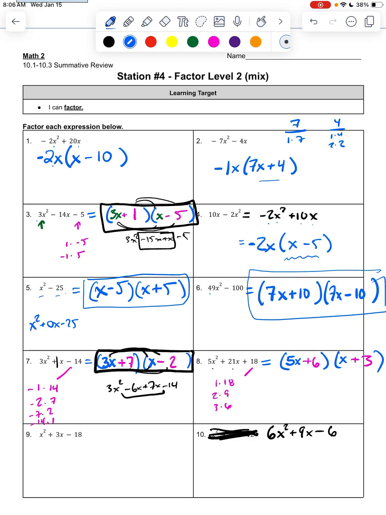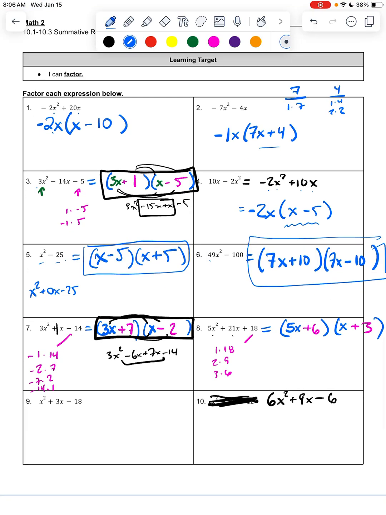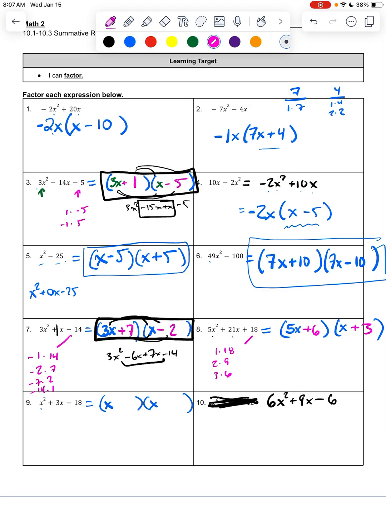Number 9. Is there a GCF? No. Rats. Okay, so we know we have 3 terms. It's a trinomial. I'm going to put parentheses, because that's how we factor a trinomial. To get x squared, we need x times x. To get negative 18, we've got negative 1 times 18, negative 2 times 9, negative 3 times 6. 4 doesn't work. 5 doesn't work. 6 does. So negative 6 times 3. Oh, that's just the reverse of what we already had. So these are all our factors right here.